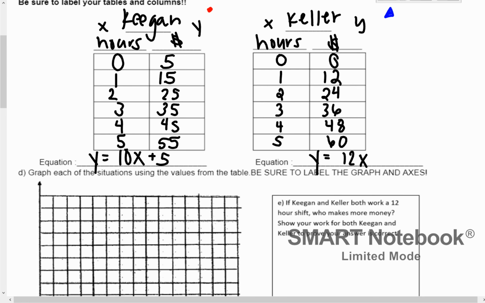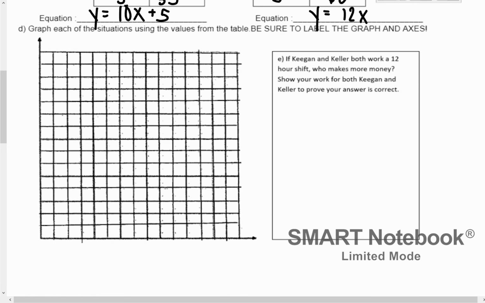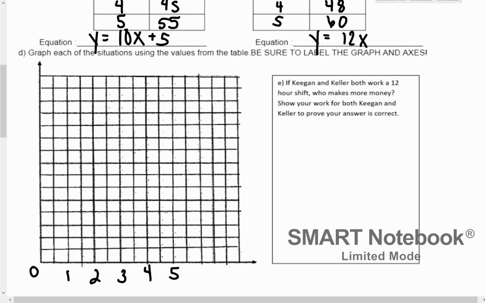So let's go to Keegan. We have to look at the bottom. We're going to be going 0 to 5 on both of them. I'm just going to skip a line, just to spread this out so that it's not all scrunched right here. You don't have to do that, but it's going to make my graph look nicer. Then for my y-axis, I have to look at my y values, and they range from 0 to 60. I have 12 lines, so I can count by fives, and I'd be able to fit 60 on there.